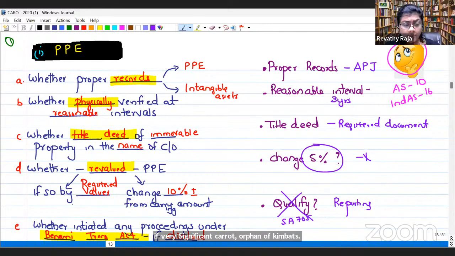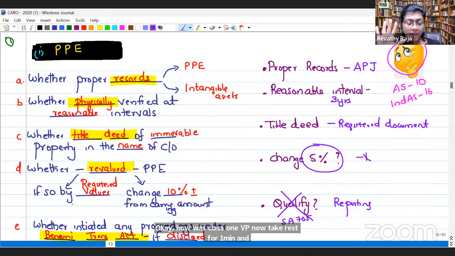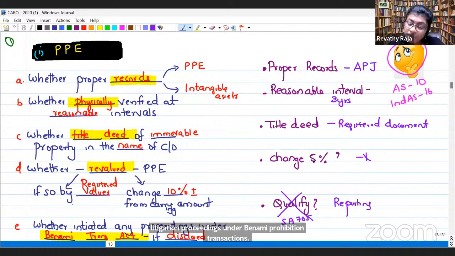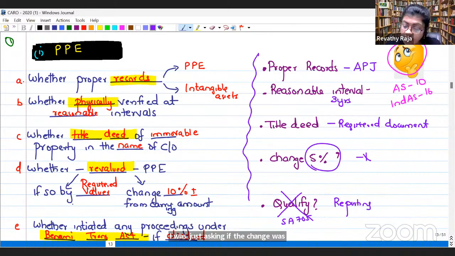How was clause 1, PPE? Now take rest for 1 minute and then clause 2. So I'll repeat. Property, plant and equipment, the board of directors are responsible. As an auditor, we check whether records are maintained, whether they physically verified, whether title deeds are in the name of the company, whether it is revalued, and if so the conditions, and whether the company has any proceedings under the Benami Transactions Prohibition Act. I was just asking if the change was 5%, do you need to report? Answer is no. All these things are clarifications.